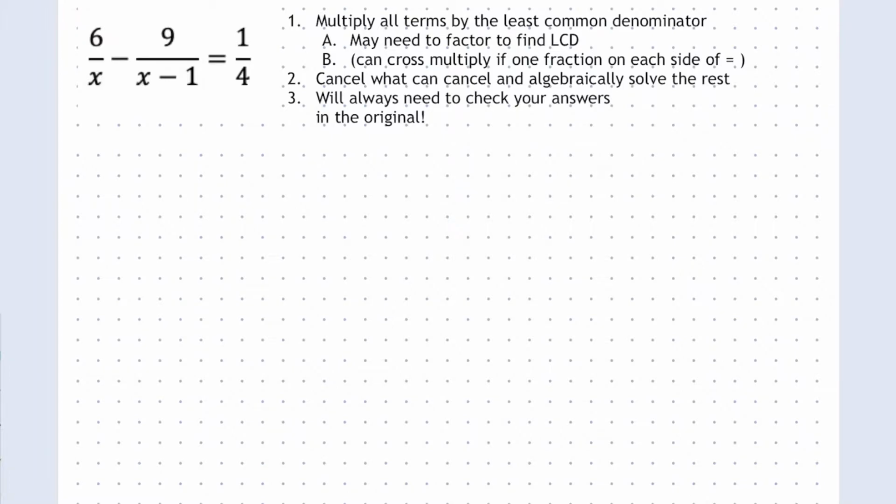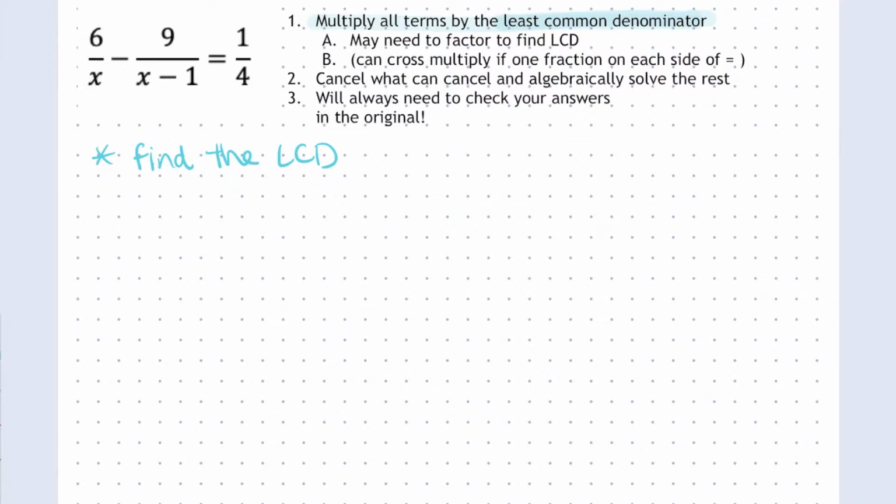Okay, our first step is to multiply all terms by the least common denominator. In order to multiply by the least common denominator, there's a little bit of a caveat there. We need to first find the least common denominator. Now remember, to find the least common denominator, what you normally do is you factor all the denominators, you take anything they have in common and add it once, multiply it into the LCD once, and then anything left over you also take once.